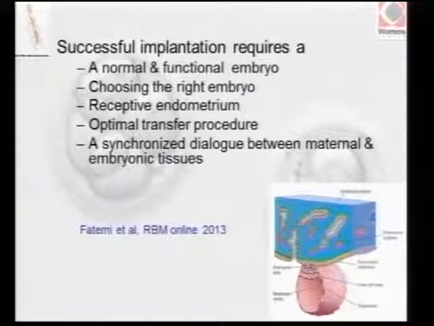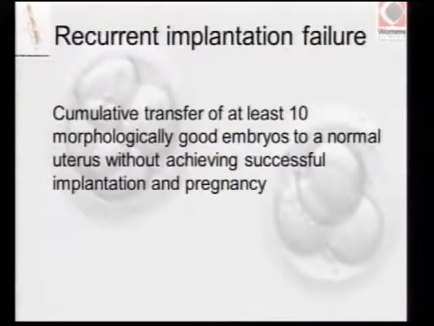And a synchronized dialogue between the maternal and embryonic tissue is, at the end of the day, most important. So your embryo has to be in good shape, the endometrium has to be in good shape, and you have to be in good shape to put it back the right way. What happens beyond that is actually not in your hand. It's a synchronized dialogue between the embryo and the endometrium that has to happen normally for you to get an adequate implantation as well.